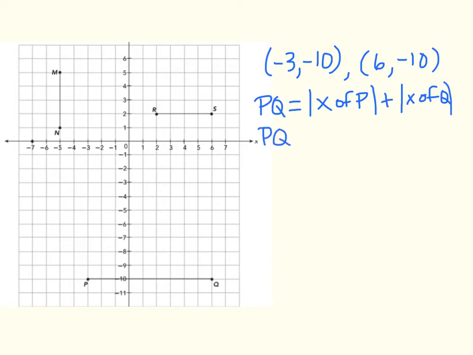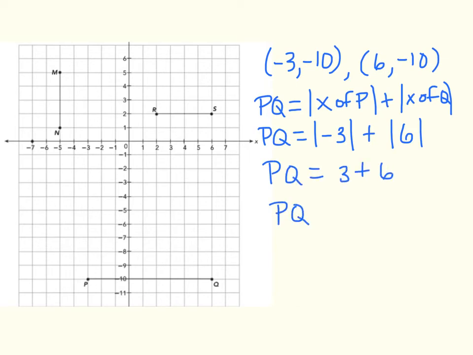Let's substitute in. X of P is negative 3 plus the absolute value of 6. PQ is going to equal 3 plus 6. Line segment PQ has a length of 9 units. Okay? Let's go on to practicing a few of these on your own.